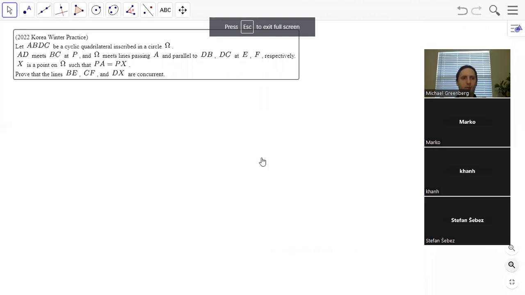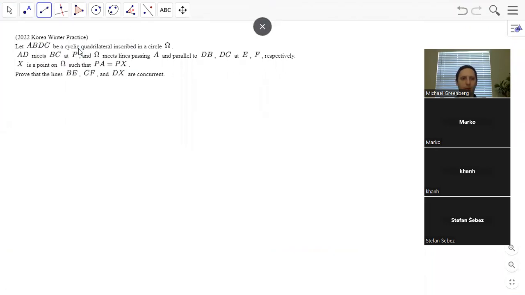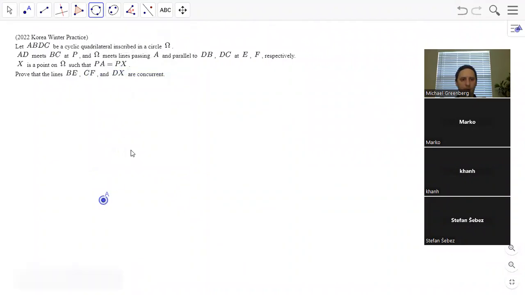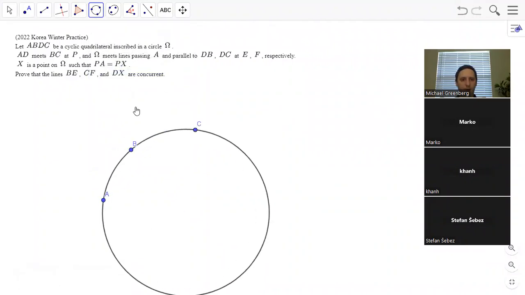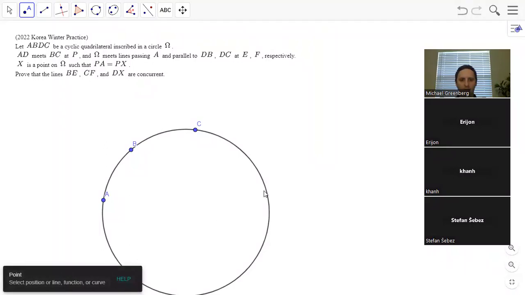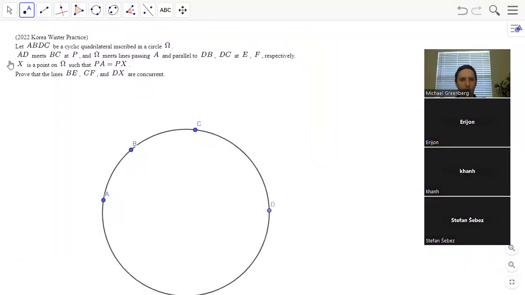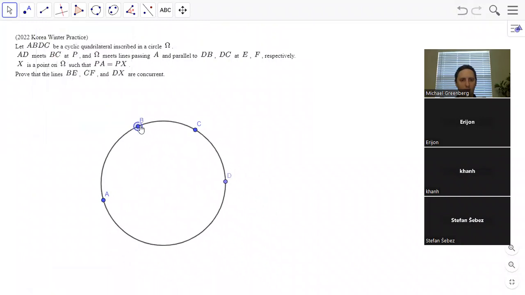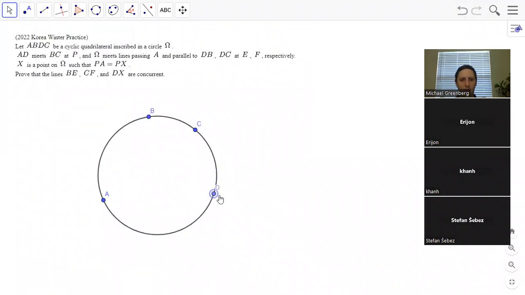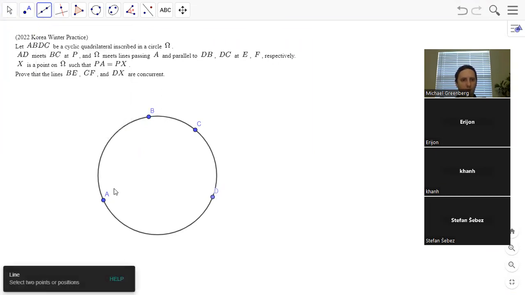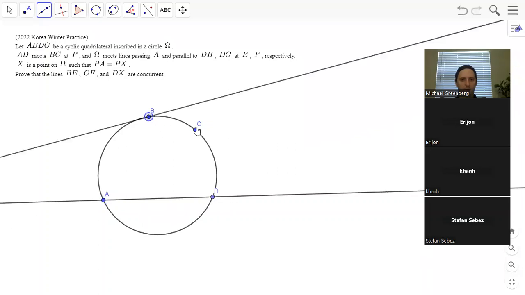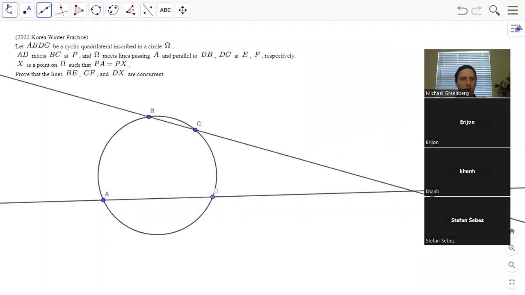Here is a problem from Korea. So we have a cyclic quadrilateral, ABCD, and AD meets BC at a point. So let's draw it more like this. And the circle, and then we draw the line through A parallel to DB and BC.